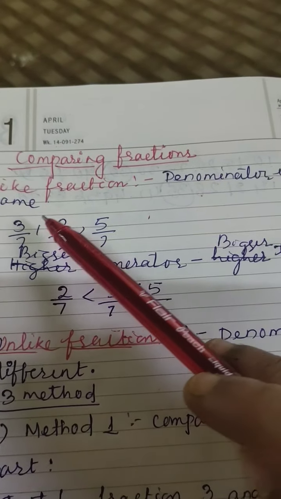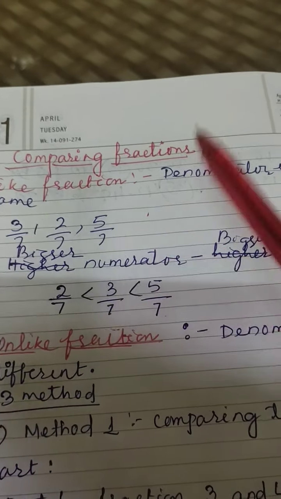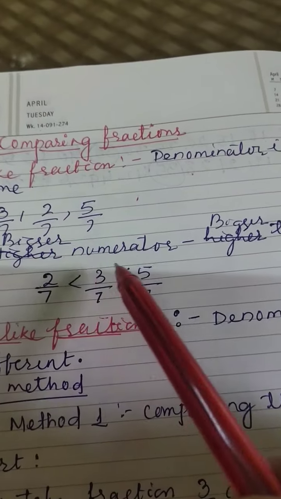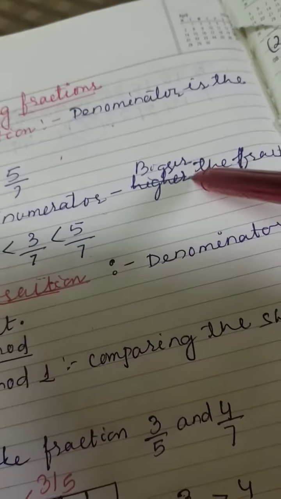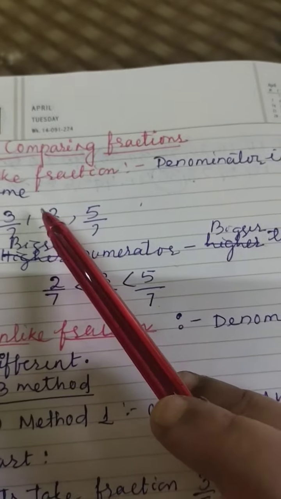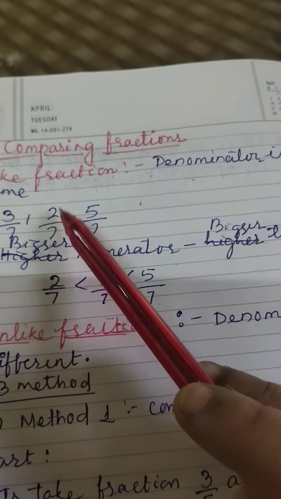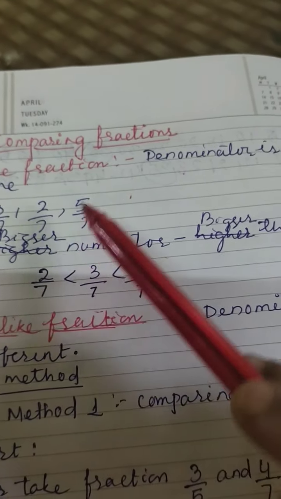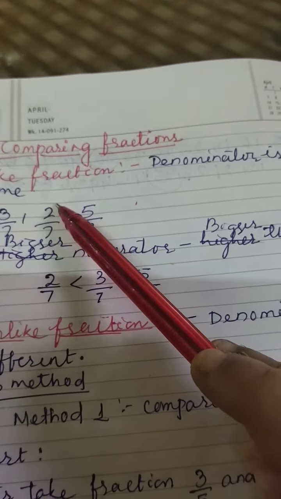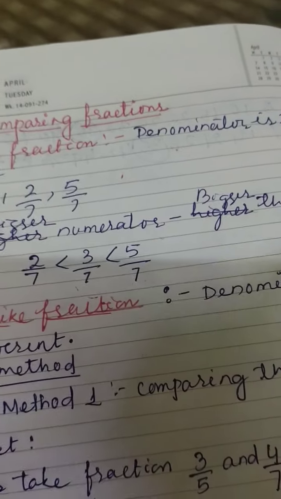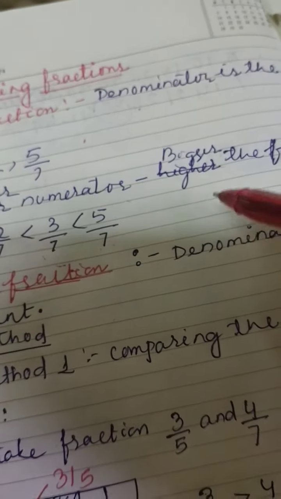Even if the denominators are the same, we know the higher the numerator, the bigger the fraction. Here we are taking fractions like 2 by 7, 3 by 7, 5 by 7. Now 2 by 7 must be less than 3 by 7, and 3 by 7 must be less than 5 by 7.